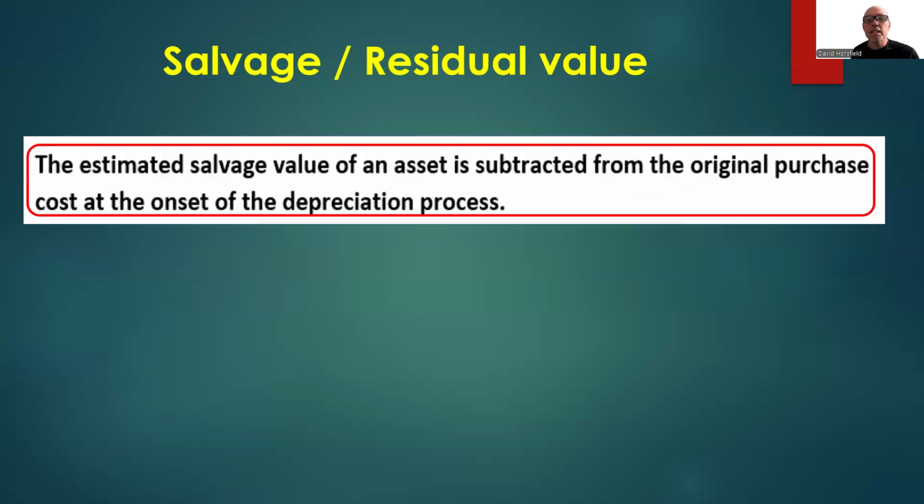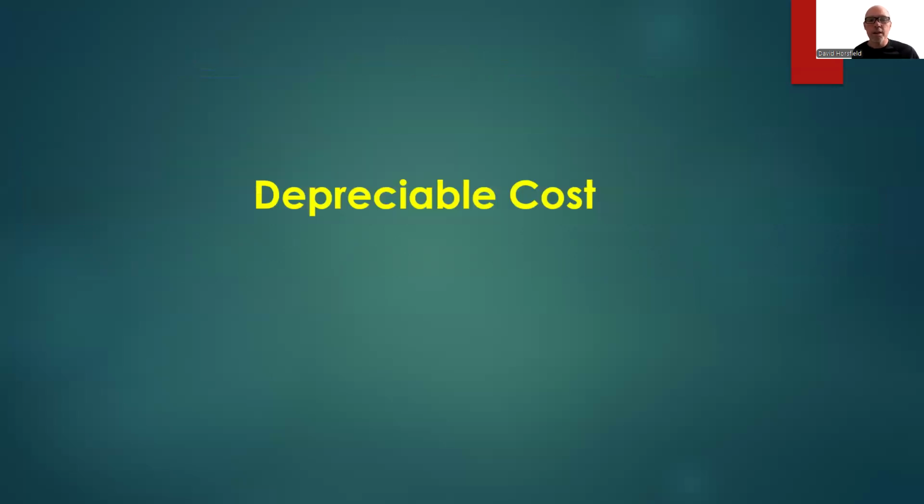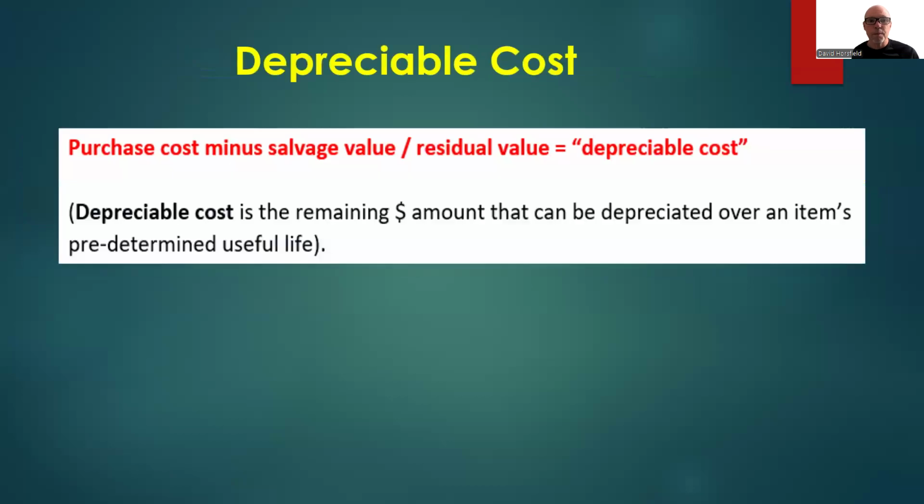The estimated salvage value of an asset is subtracted from the original purchase price at the onset, at the very beginning of this whole depreciation process. Depreciation is a process that happens over a period of time. Depreciable cost, another term. So purchase cost minus salvage value or residual value gives us something that's going to be known as the depreciable cost.